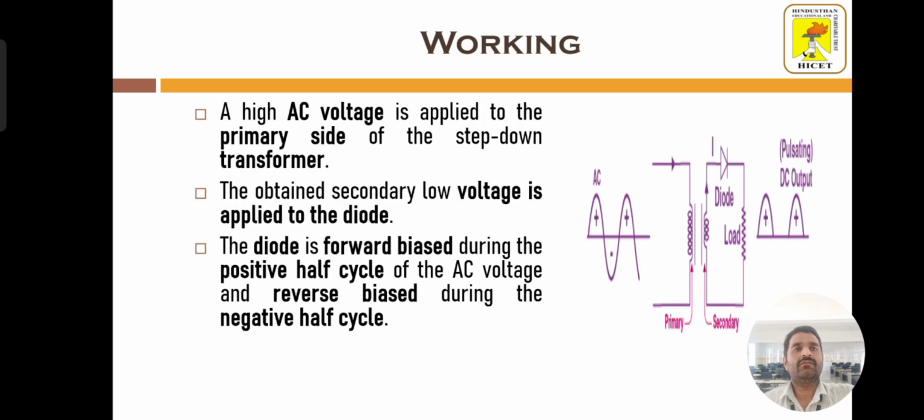Now the working of the half-wave rectifier. Initially the high AC voltage is applied to the primary side of the step-down transformer. Since it is a step-down transformer, the voltage is stepped down to the required value and it will be available across the diode. During the positive half cycle of the AC voltage, the diode will be forward biased, and during the negative half cycle of the AC voltage, the diode will be reverse biased.